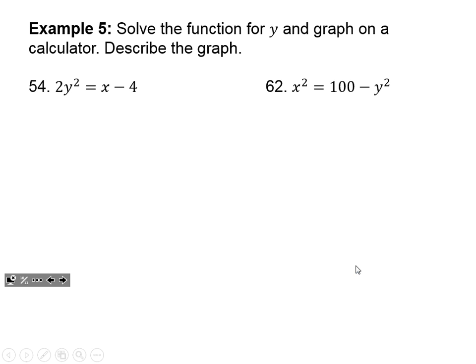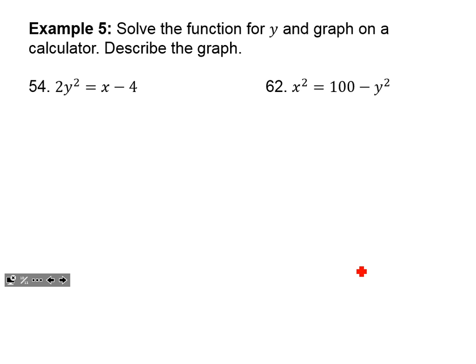All right, the final example, example 5. Here we have functions that aren't solved for y already, so we have to do a little bit of work before we graph them on the calculator, and then we're just going to describe what the graph looks like. All right, so let's start with 54.